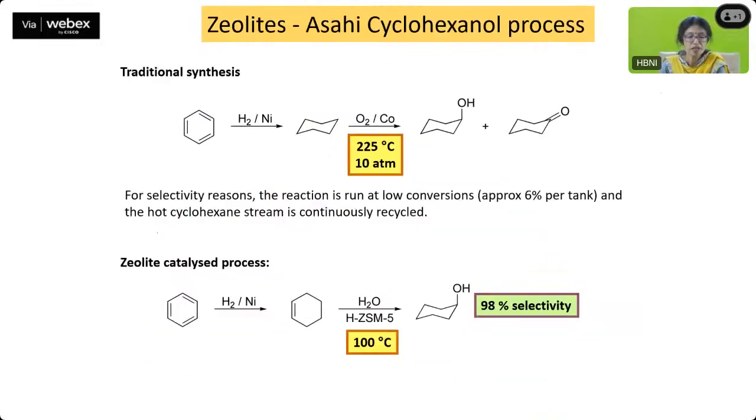Zeolites are used in many different industrial processes like the Asahi cyclohexanol process. In a traditional synthesis, the temperature is around 225 degrees centigrade and you require a pressure of around 10 atmospheres. Whereas with a zeolite-catalyzed process, the same product is formed with 98% selectivity, and the temperature is as low as 100 degrees centigrade. So immediately your energy requirements get so much less, and obviously this is a much greener way of synthesizing cyclohexanol.